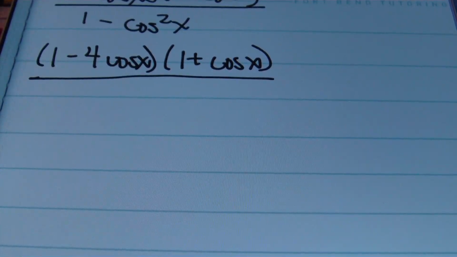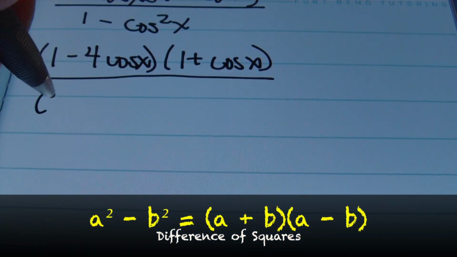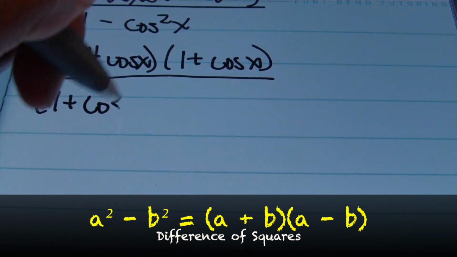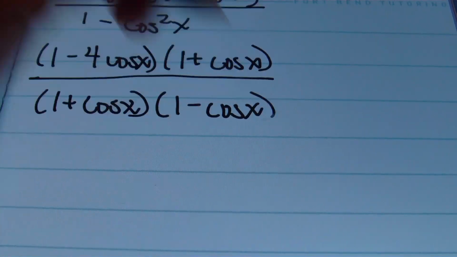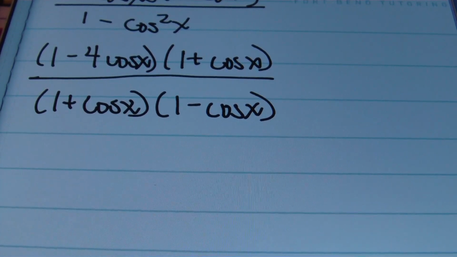However, in the denominator, that difference of 2 squares will end up giving me 1 plus cosine x times 1 minus cosine x. All right? So there you have it. This is my breakdown. This is the factorization of the numerator and the denominator. So what are we going to do now?